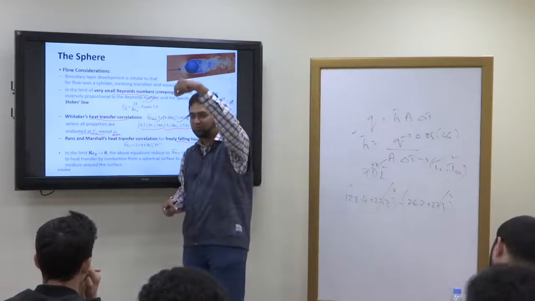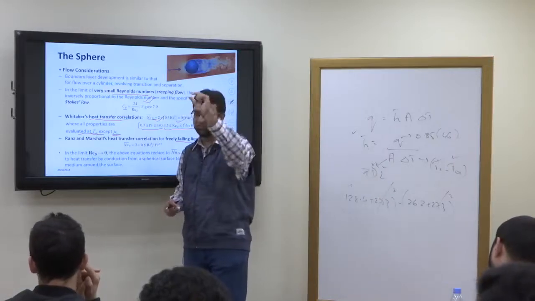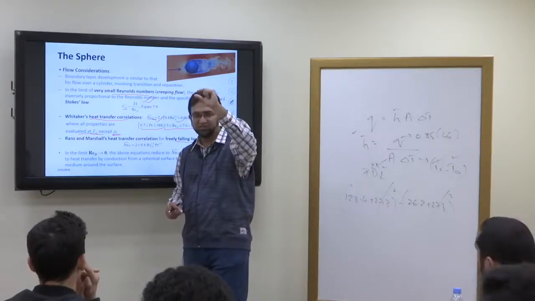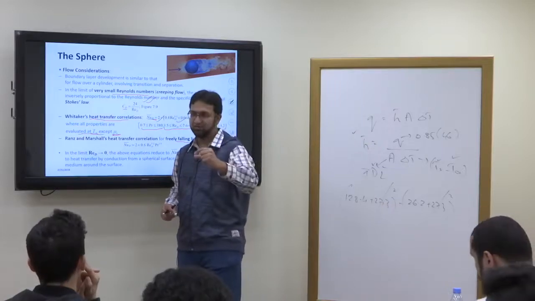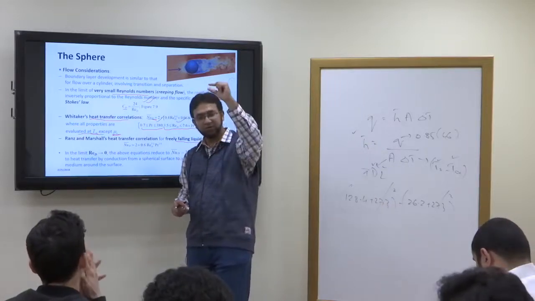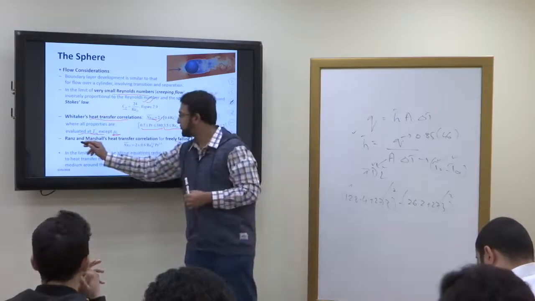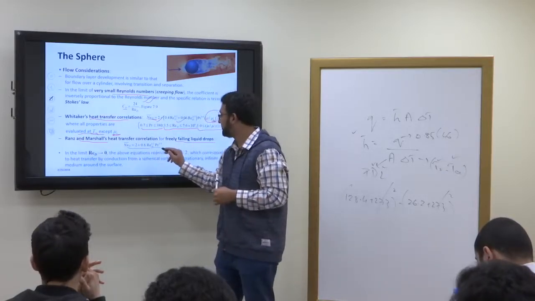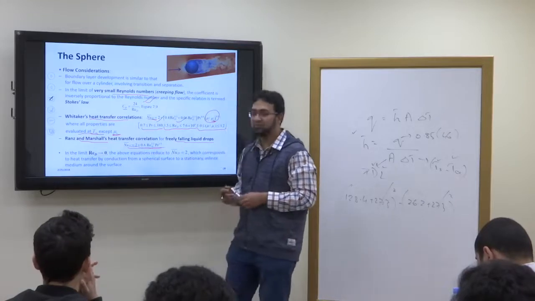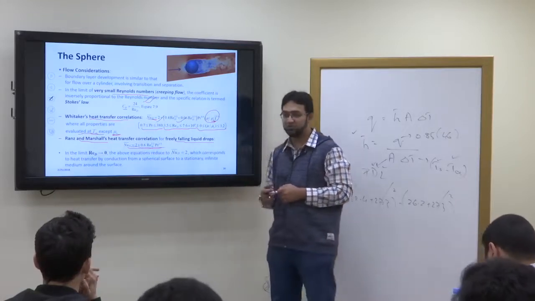Whenever a liquid drop falls, it falls as a sphere. Liquid droplets also fall as a sphere. So for a free falling liquid drop, this equation is used. This is the Ranz and Marshall heat transfer correlation.